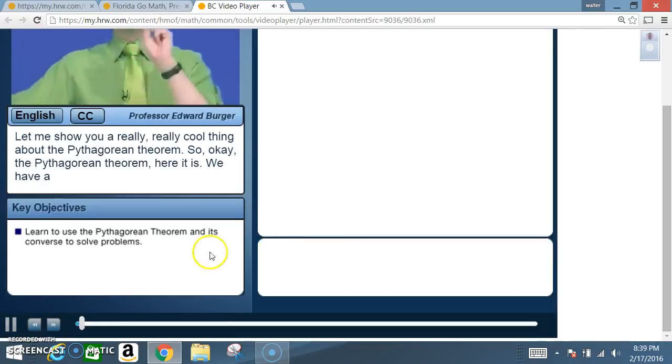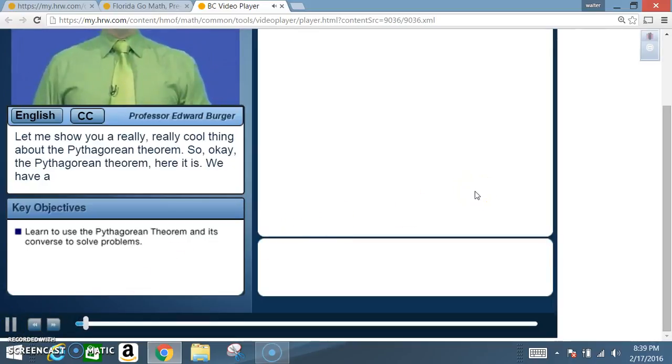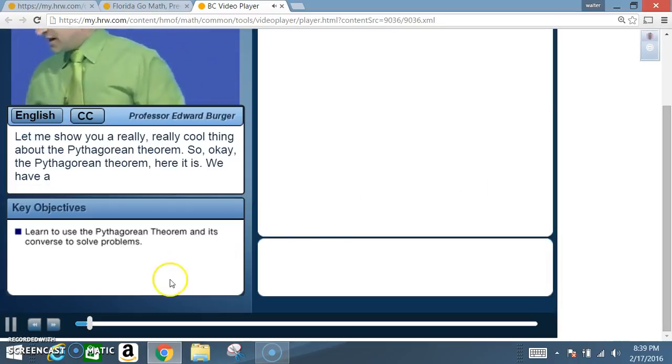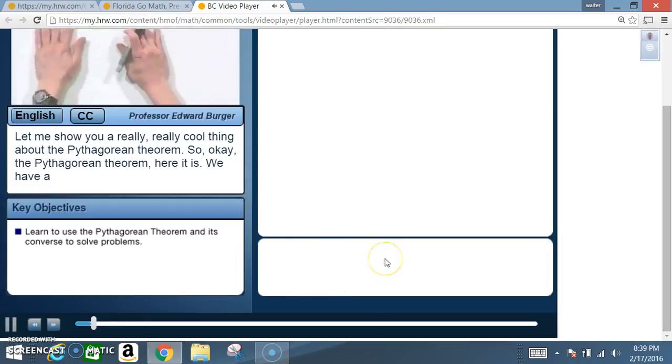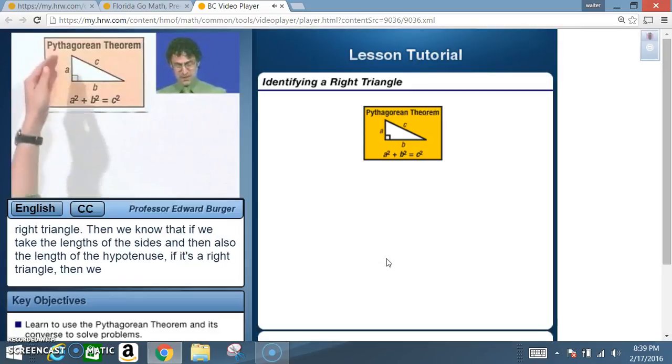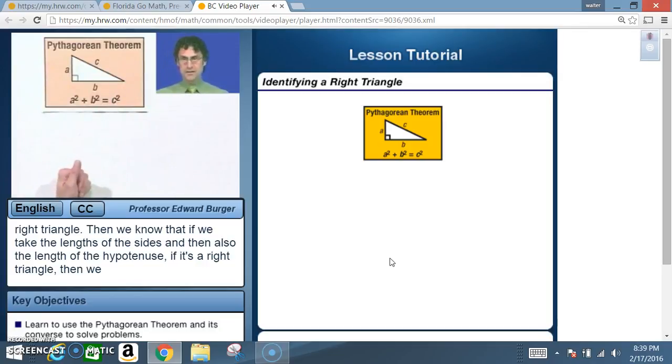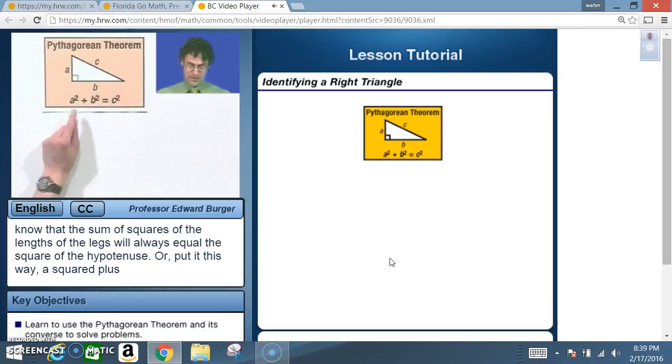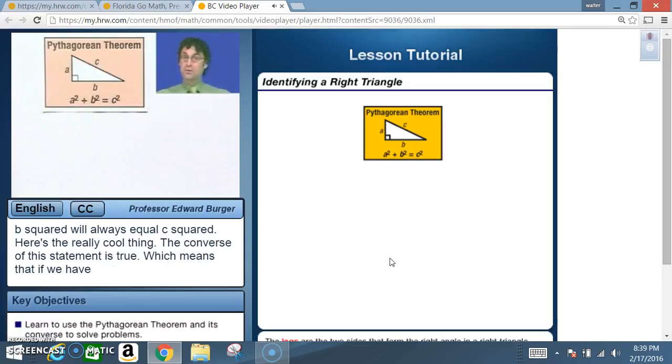All right, now let me show you a really cool thing about the Pythagorean theorem. Here it is. We have a right triangle. Then we know that if we take the lengths of the sides and also the length of the hypotenuse, if it's a right triangle, then the sum of the squares of the lengths of the legs will always equal the square of the hypotenuse. Or put it this way, a squared plus b squared will always equal c squared.